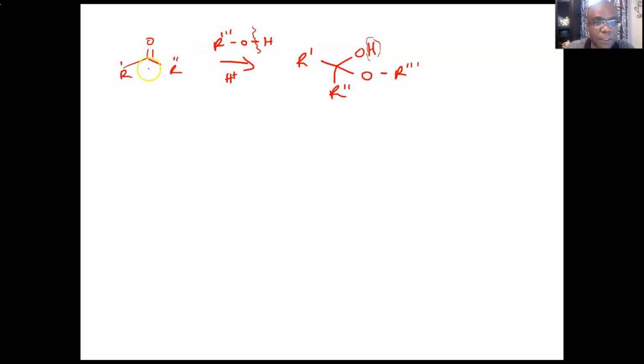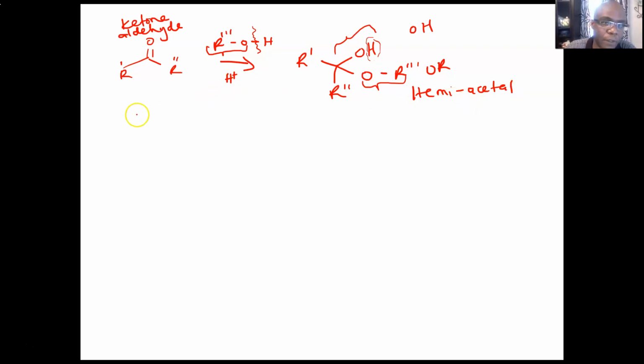So the shortcut is if you start with a ketone or aldehyde, okay, the RO is added and the carbonyl is converted to the alcohol. That's the shortcut. Now because you have the OH and OR, this is called hemiacetal. Okay. Now the hemiacetal can go straight to an acetal.